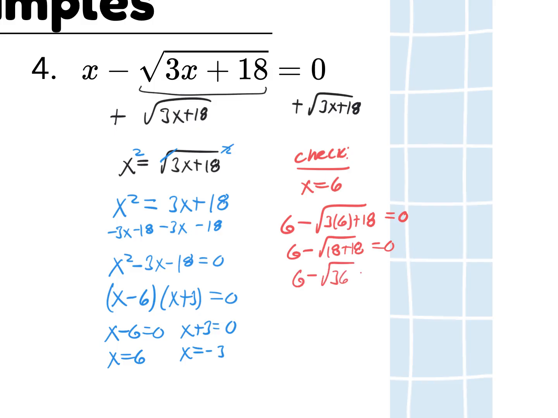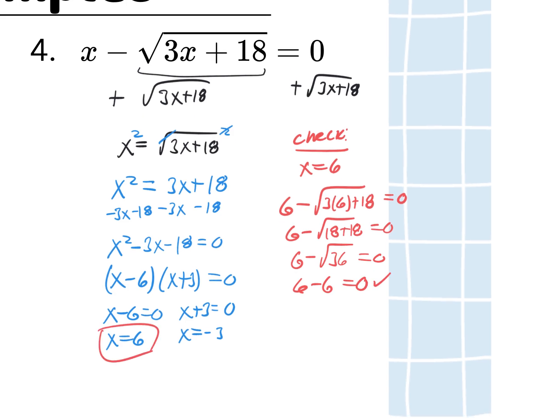6 minus the square root of 36 is 0, and the square root of 36 is 6. So I get 6 minus 6 is 0, which is true. So 6 is one of my answers. Now let's check x equals negative 3.